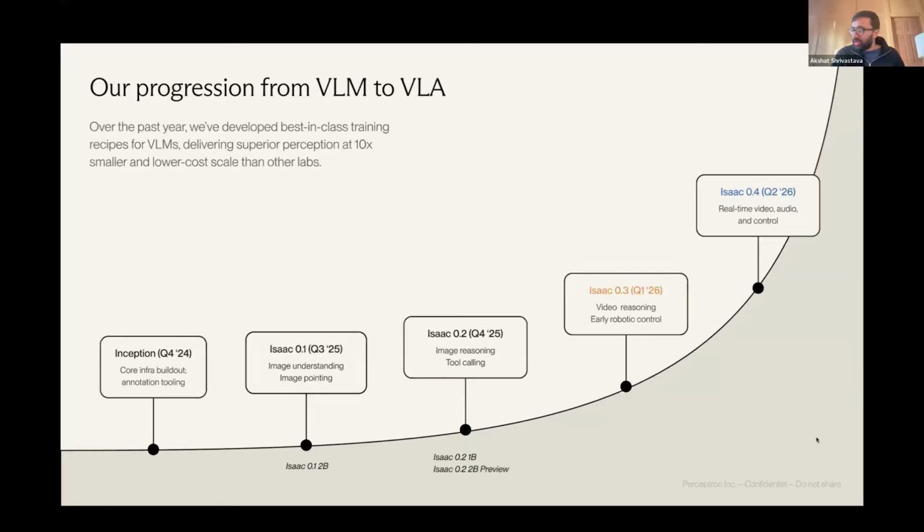Isaac 0.3, which is a little bit of a teaser, should be coming out within the next month or so. So we'll share some sneak peeks of that. But essentially it's getting into the early primitives of how that extends into video and robotic control. And Isaac 0.4 is our next direction, around pushing on more modalities, improving latency in real time, and really scaling up what these systems are to build this true foundation of physical foundation models.